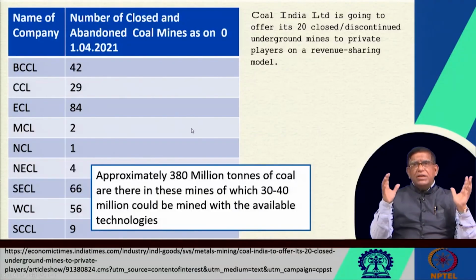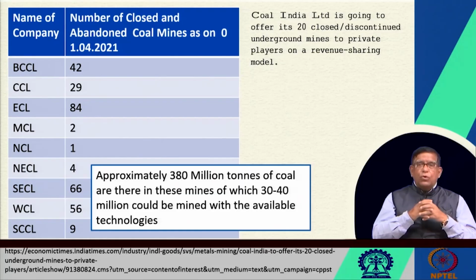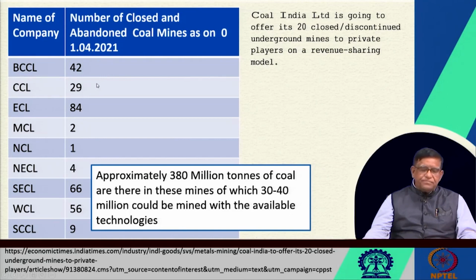So what is the scenario in India? You can see that the number of closed and abandoned mines is quite a good number. Even in coal mining, there are many mines which are now abandoned or closed. Even in BCCL, our coking coal, about 42 coking coal mines are now abandoned and closed. Similarly, Eastern Coalfield has the maximum number, 84 old mines which are abandoned. Some of them are closed, but no proper closure has taken place. Similarly, all the subsidiaries, including Singareni Coalfield, also have 9 mines which are abandoned and closed.